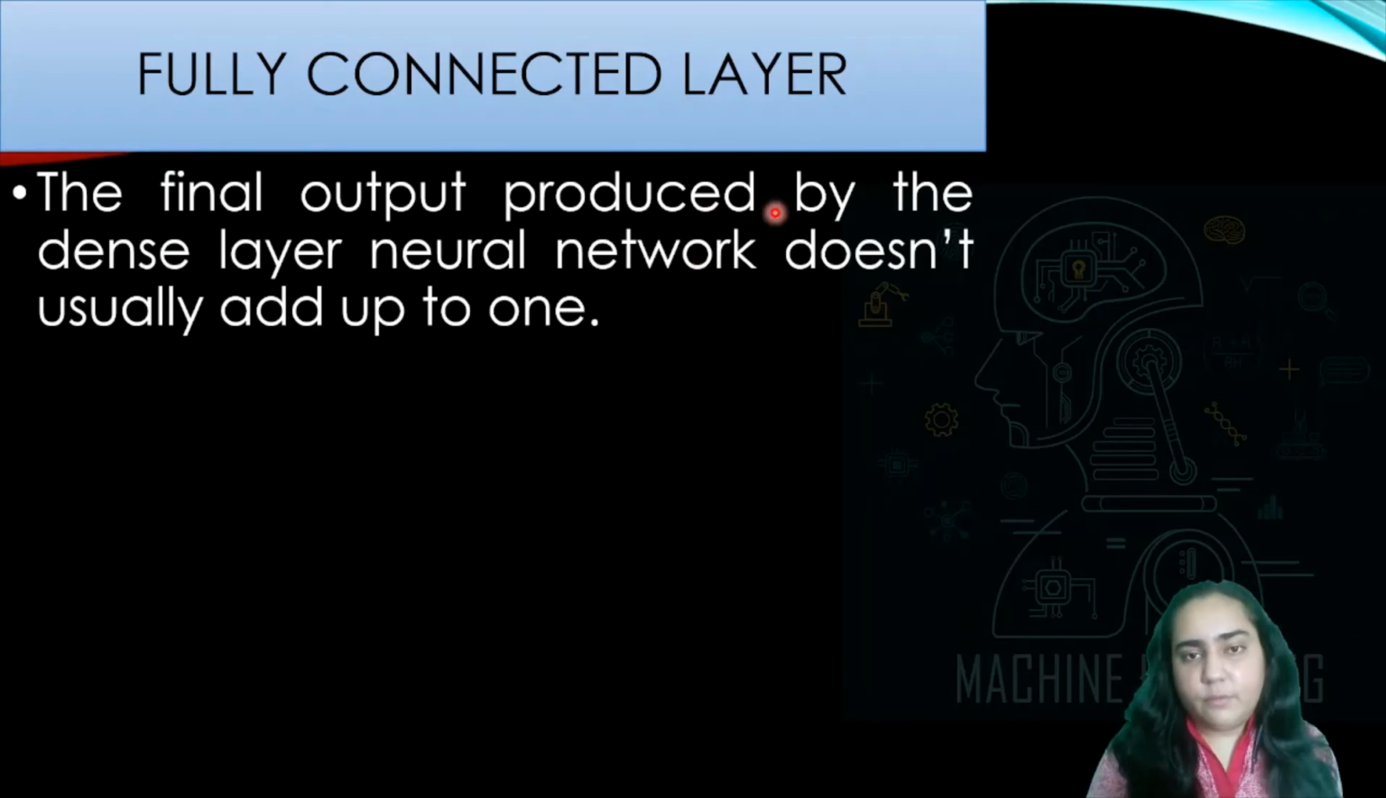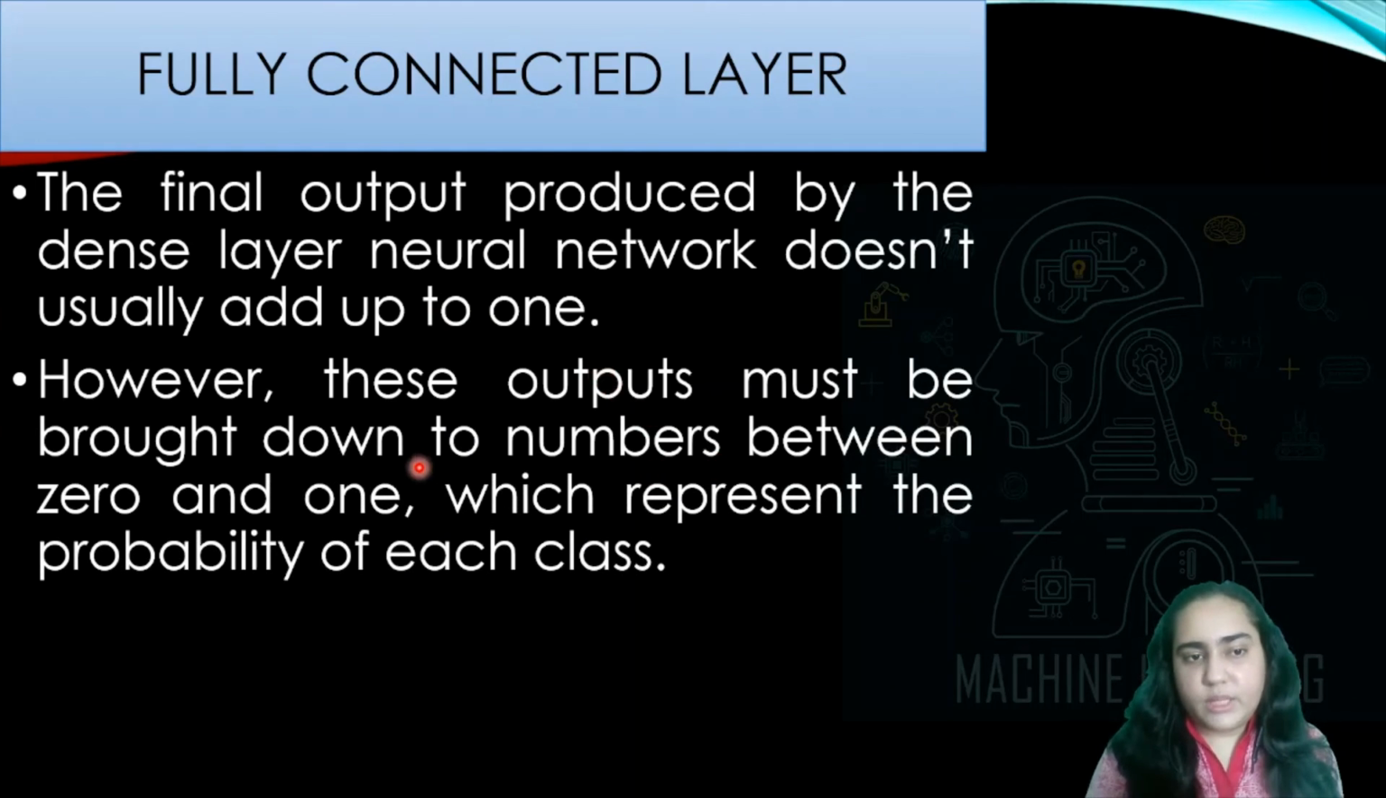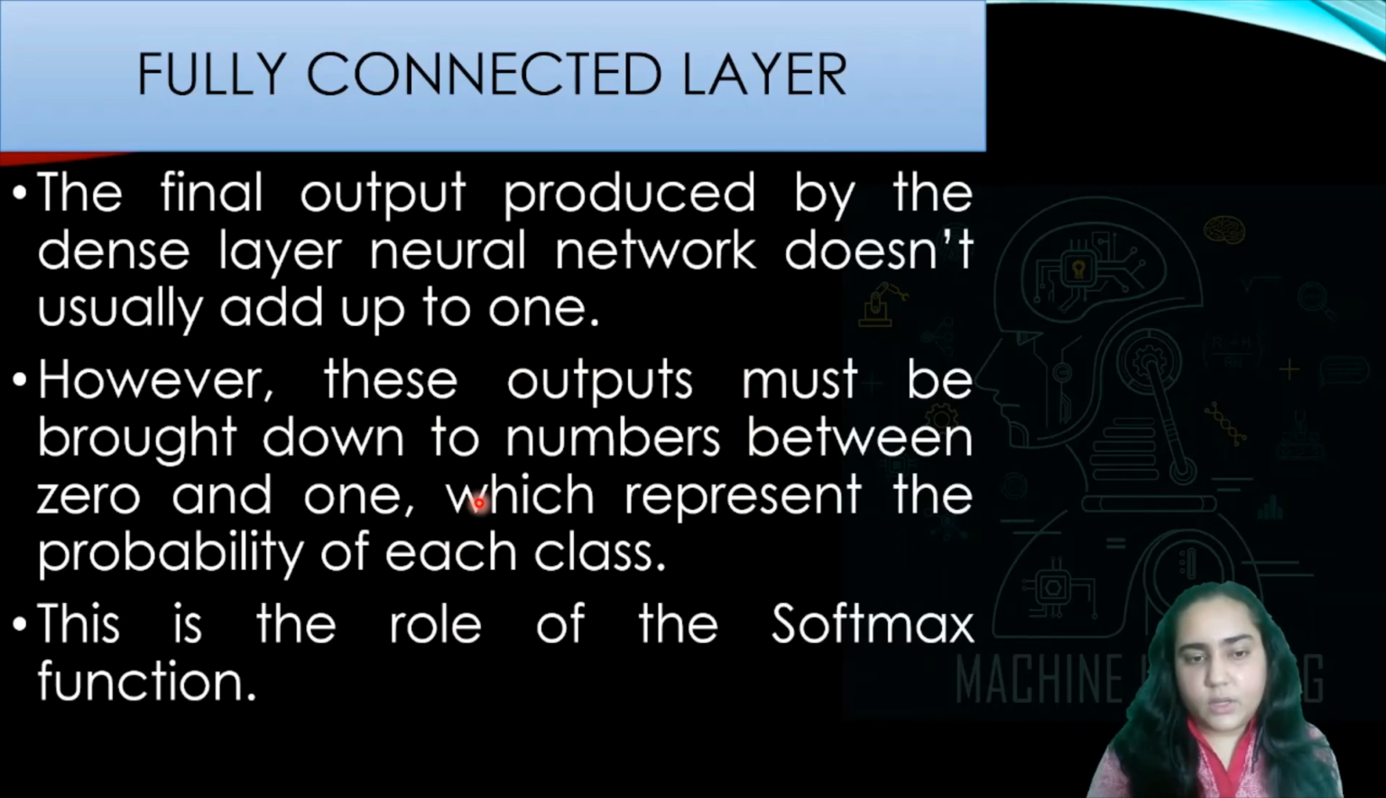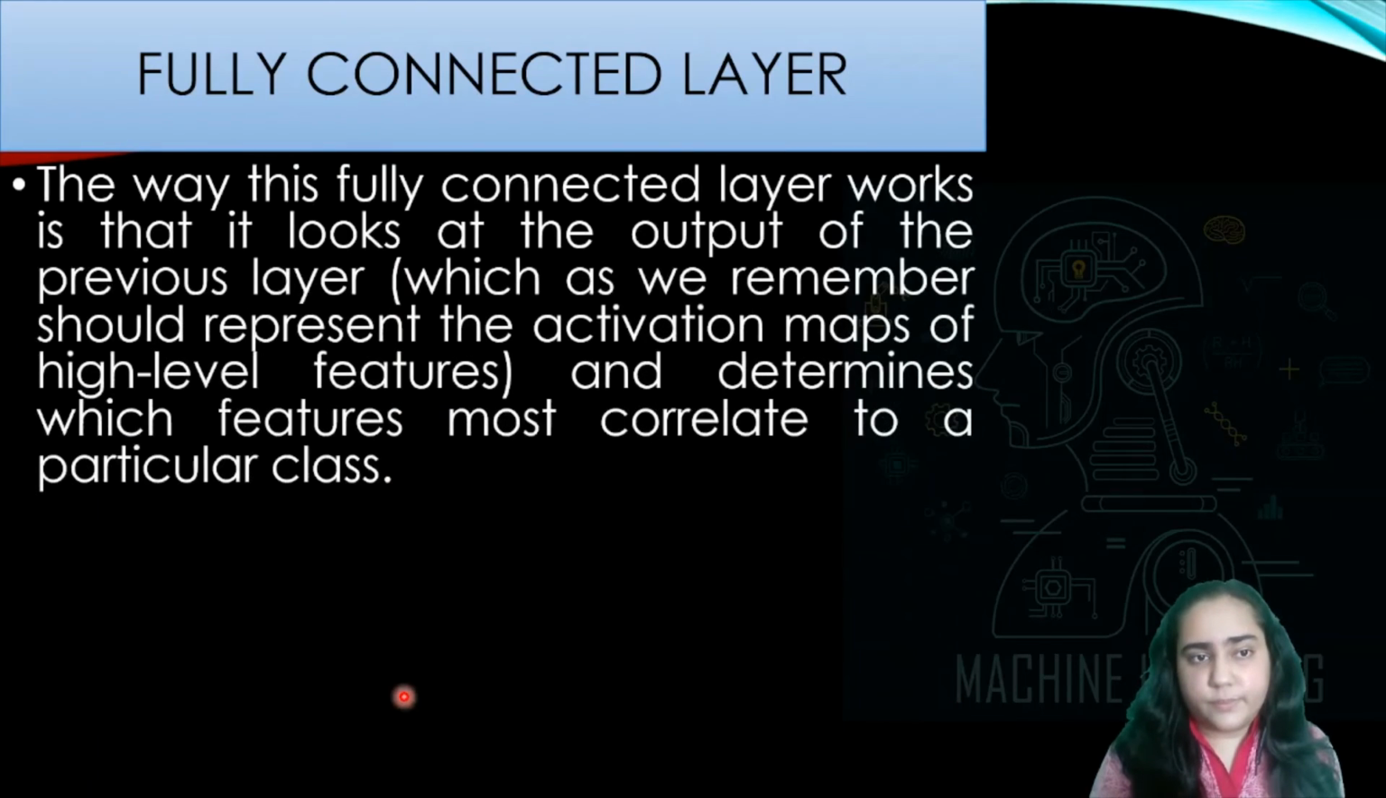So the final output is produced by the dense layer. It doesn't usually add up to 1, okay? It doesn't usually do that. But the outputs must be brought down to numbers that are between 0 and 1 because we want to show probability, right? So that is the role of the softmax function, which is another activation function.